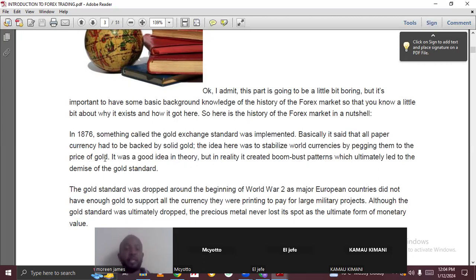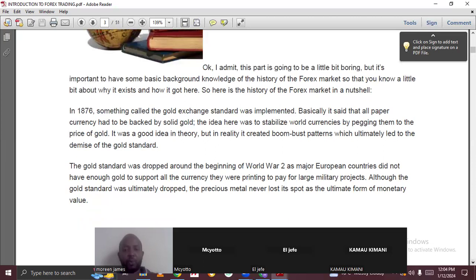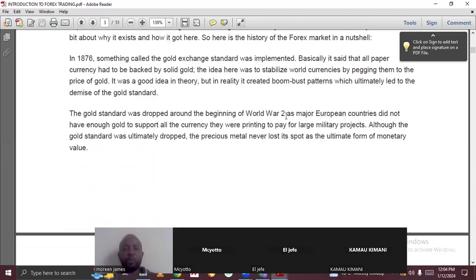It never loses its luster because over a period of 4 years, 5 years, 10 years, it still has that store of value. That means it keeps gaining. It never loses its value. So that's why it was pegged to gold. It was a good idea in theory, but in reality, it created boom and bust patterns, which ultimately led to its demise. The reason they had to do away with it is that during the beginning of World War II, major European countries did not have enough gold. Gold is scarce, that's why it's very precious. For you to come across pure gold is hard. So to support all the currency they were printing to pay for large military projects.